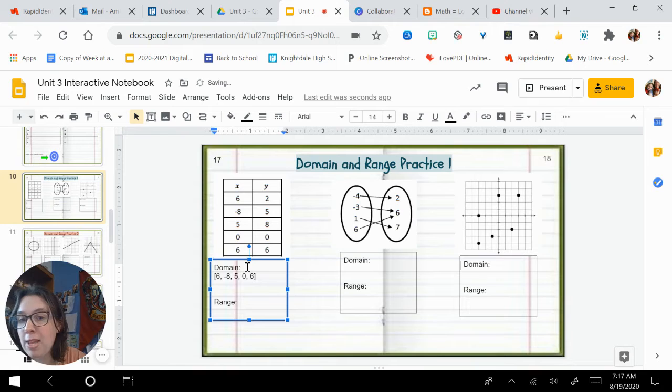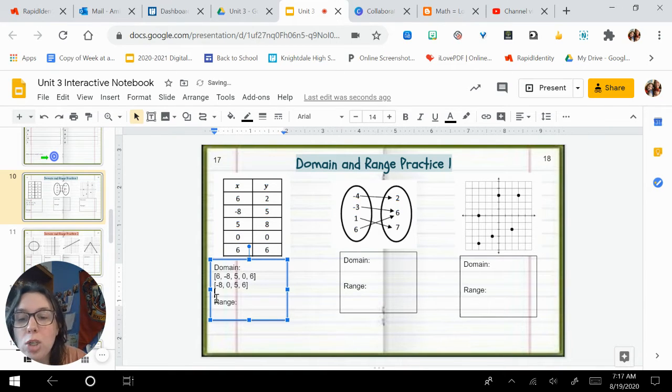You can also put them in numerical order. So that could look like this: -8, 0, 5. And technically, since 6 is labeled twice, I could just write 6 once. If it was a multiple choice problem, more than likely you would not see 6 written twice. You would only see it written once. And a lot of the time they do put their answers in numerical order.